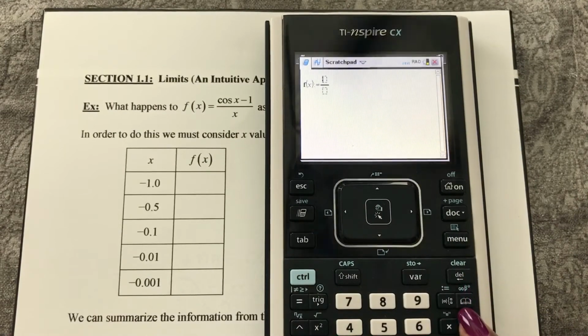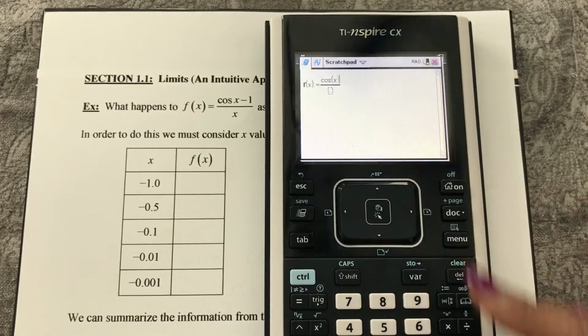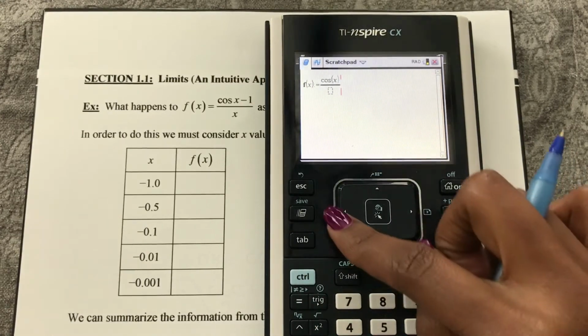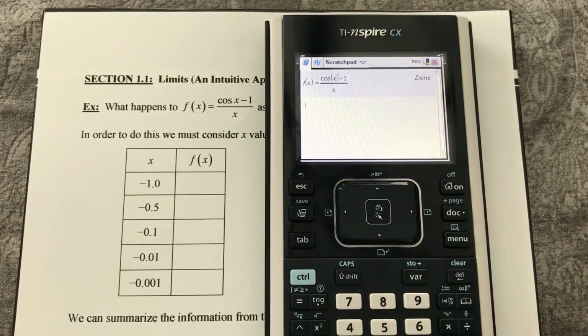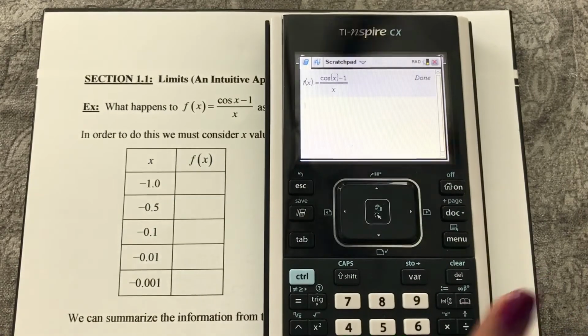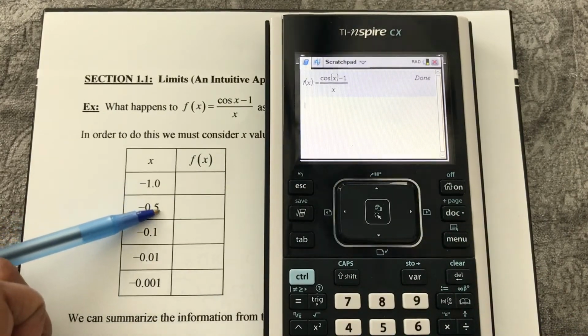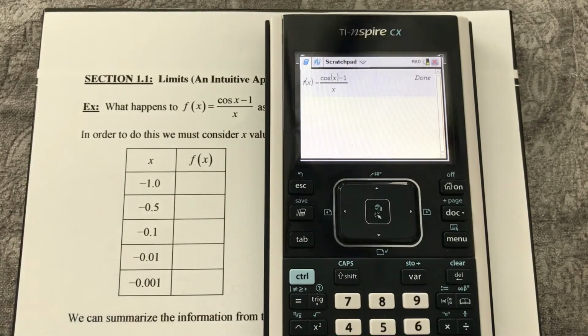Let me get the f fraction: cosine x minus 1 over x. Okay, great. So now it's stored. So now, coming from the left side as I approach 0, those are going to be negative numbers approaching 0. This is a table that we can fill in together.